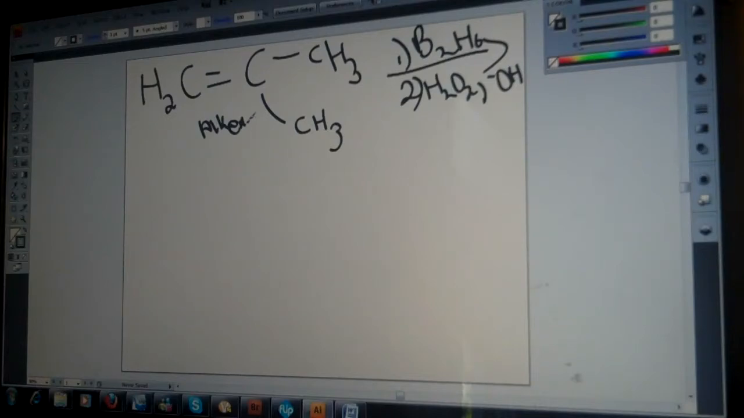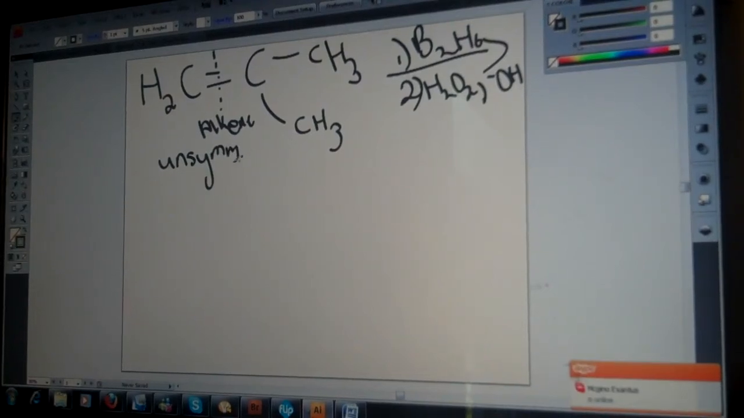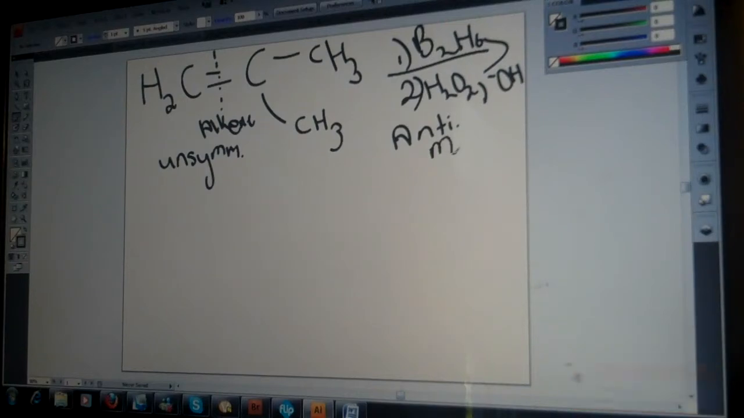What does unsymmetric mean? That if you were to draw a line going down the center here between the two carbons, it is not a mirror image, because there are two hydrogens on this side, and on this side you have two methyl groups. So this is unsymmetric. Let me just put this is an anti-Markovnikov reaction, like someone said in the class last week, anti-Marky.